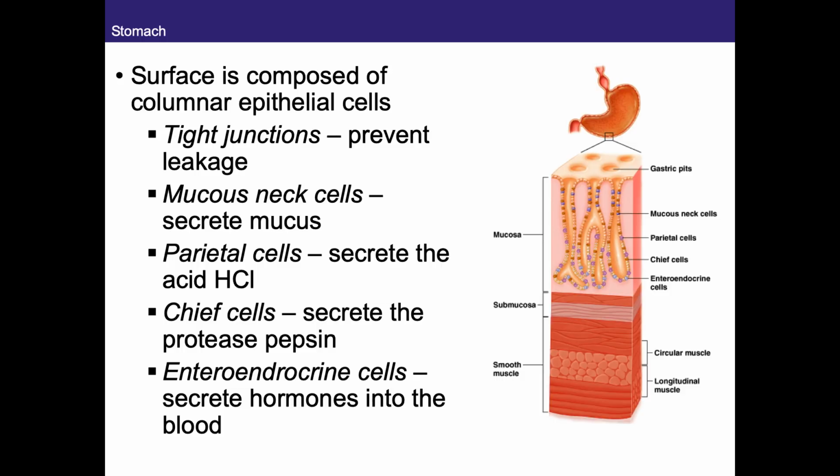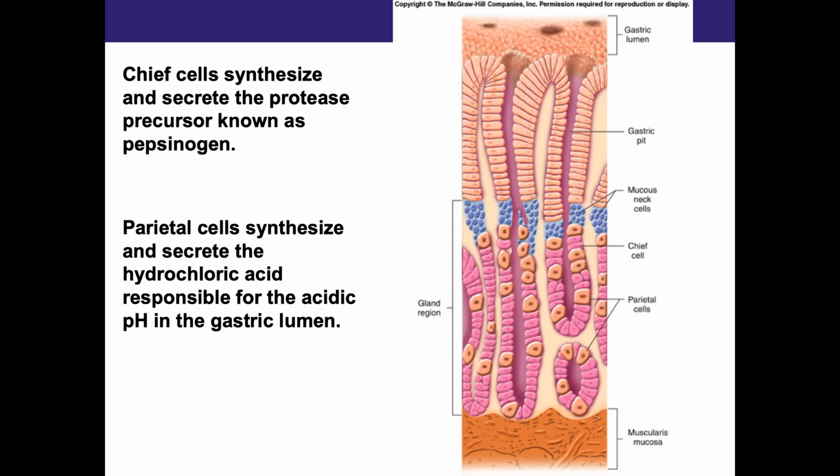Okay, pretty good. So this is the figure from your textbook. Again, it's just kind of showing you these gastric pits, the mucous neck cells, chief cells, parietal cells, and then the muscularis layer. I think this is probably a lot of information, but they're redundant slides.